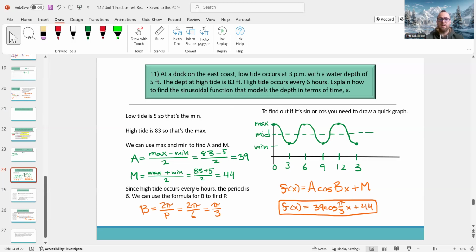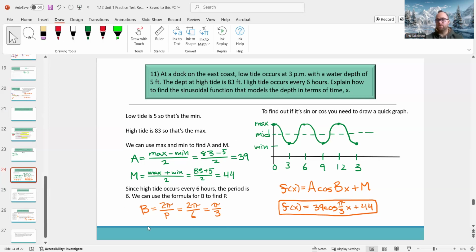And since high tide occurs every 6 hours, the period is 6, right? We're saying, okay, how long does it take to go from max to max? That's what that's really saying. Okay, and we can use P to find B. Because ultimately they want us to explain how to find the function. So you're not just writing the function here, you're explaining how you're finding it. So I'm explaining, showing work, explaining, showing work.